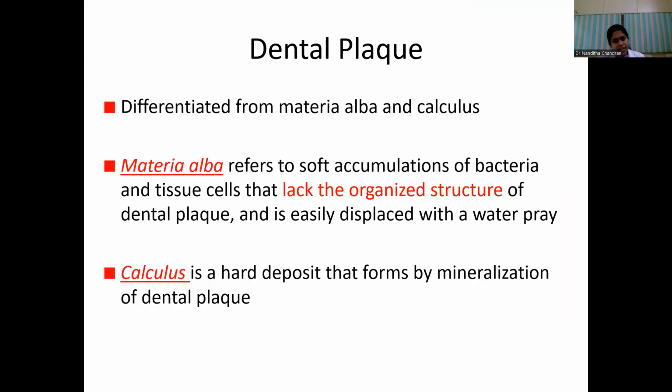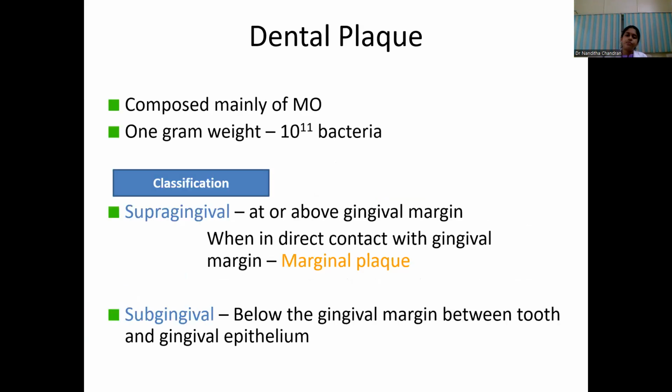So, how do you differentiate dental plaque from Materia alba and calculus? Materia alba is very similar to plaque, but it doesn't have an organized structure like plaque and can be easily detached from the oral surfaces by a water spray. Calculus is nothing but a mineralized form of dental plaque.